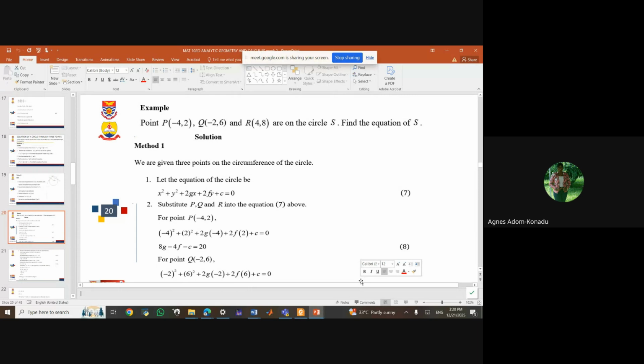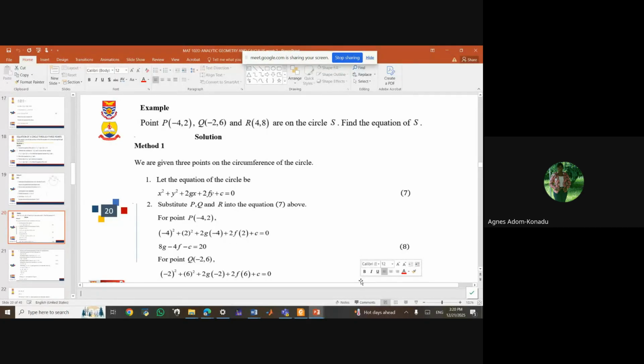Okay, so we have the points P, Q, and R on the circle S. So using the first method, we will let the equation of the circle be x squared plus y squared plus 2gx plus 2fy plus c equal to 0. Then we have to substitute the points into the equation of the circle. First I'll substitute my P, which is -4 and 2. We know that the -4 and 2 are the x and y values. So I'll substitute x equal to -4, y equal to 2 into the equation.